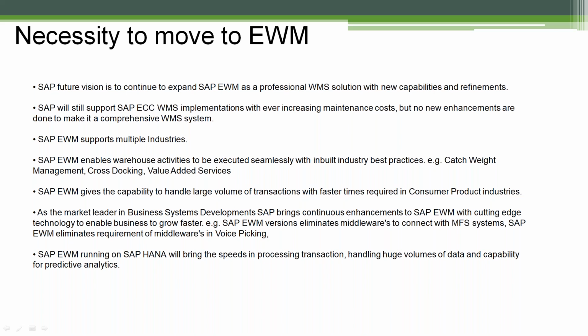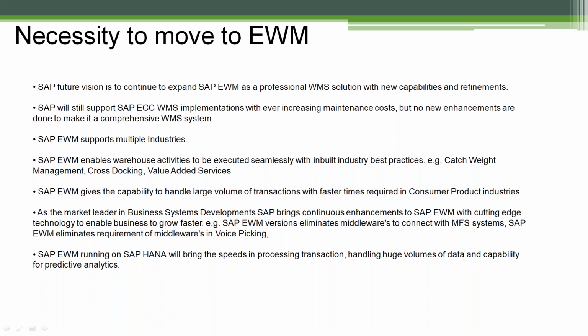SAP EWM also gives the capability to handle a large volume of transactions in a faster manner, as is required for consumer product industries. In this new architecture, SAP has object-oriented programming which will dynamically calculate your variables. This is a new programming approach compared to the way we do it in normal ERP modules. This kind of programming gives more flexibility in designing your own process. So it's a new dimension module, and you will see a lot of new functionalities in SAP EWM.